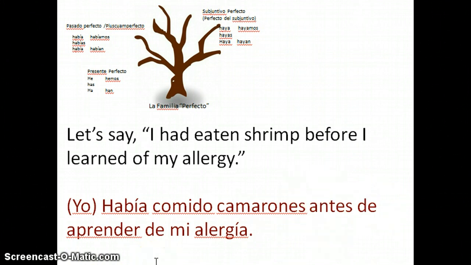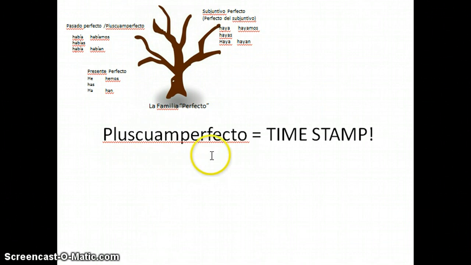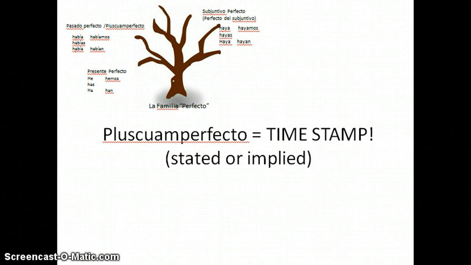I didn't know I had an allergy, so I had eaten shrimp before, but since I learned about it, I have not gone near shrimp again. Yeah? So, the pluscuamperfecto usually means there's going to be some sort of a timestamp involved. Okay? Now, that timestamp could be stated or implied. You're not necessarily always going to state that out front. Let's do a couple little examples to end the video.